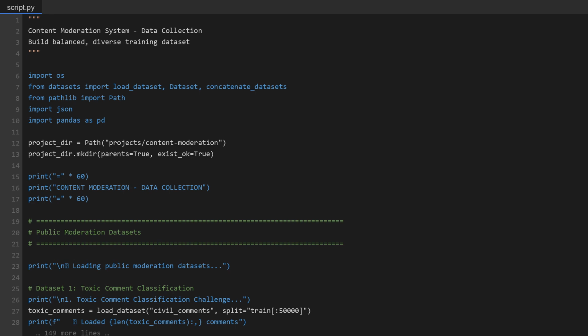Class imbalance is one of the most common reasons moderation models fail in production. A model trained on 90% safe content learns to predict safe for everything and still achieves 90% accuracy on the training set while being completely useless. The script guards against that. Finally, it splits into training and validation sets, saves both as JSON, and runs a basic bias analysis to surface any demographic skew before you ever touch the model.